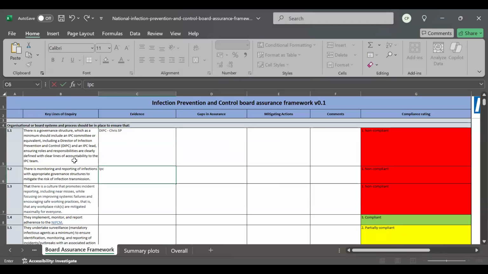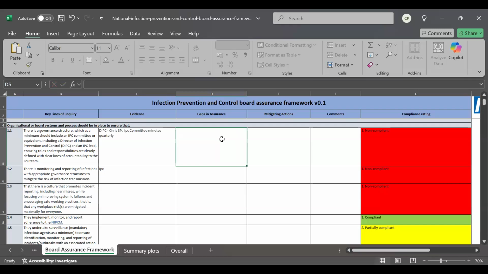I'm not going to type it all in. It's a long time since I've used this. I've forgotten how to do the lines in here, but I could also type in there IPC committee minutes quarterly.